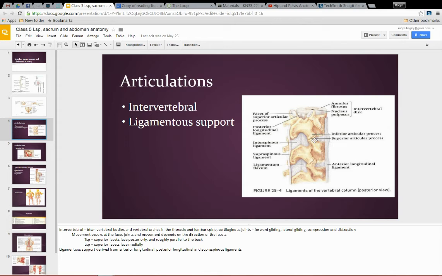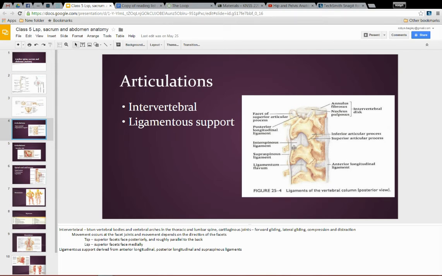The other thing you can see from this picture is the ligamentous support. Okay, there is actually a fair amount of ligament support in the spine. We have the anterior longitudinal ligament runs down the front of the vertebral bodies. We have a posterior longitudinal ligament. It runs in the canal. Okay, so it's running on the posterior side of the vertebral bodies.